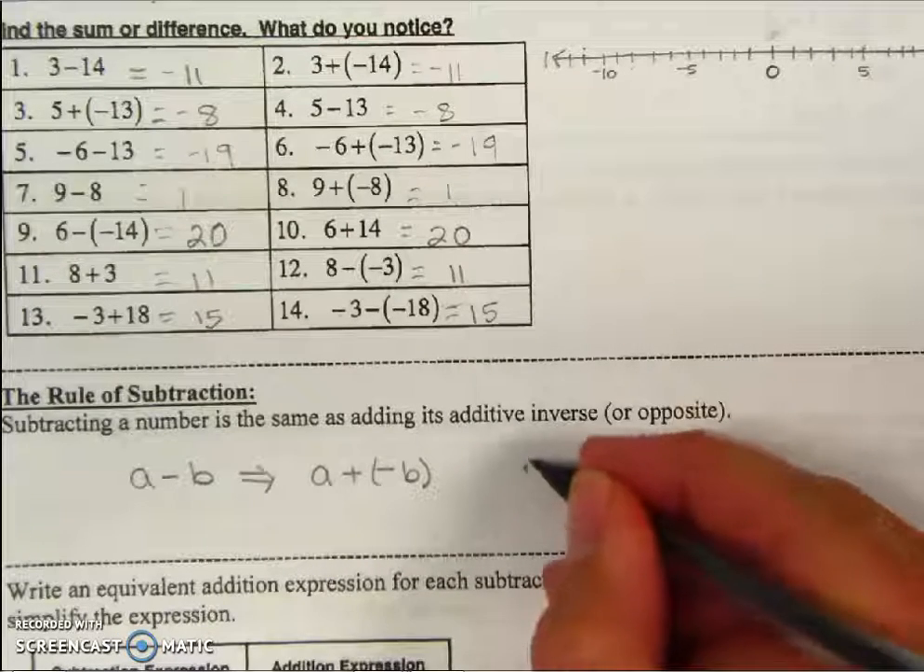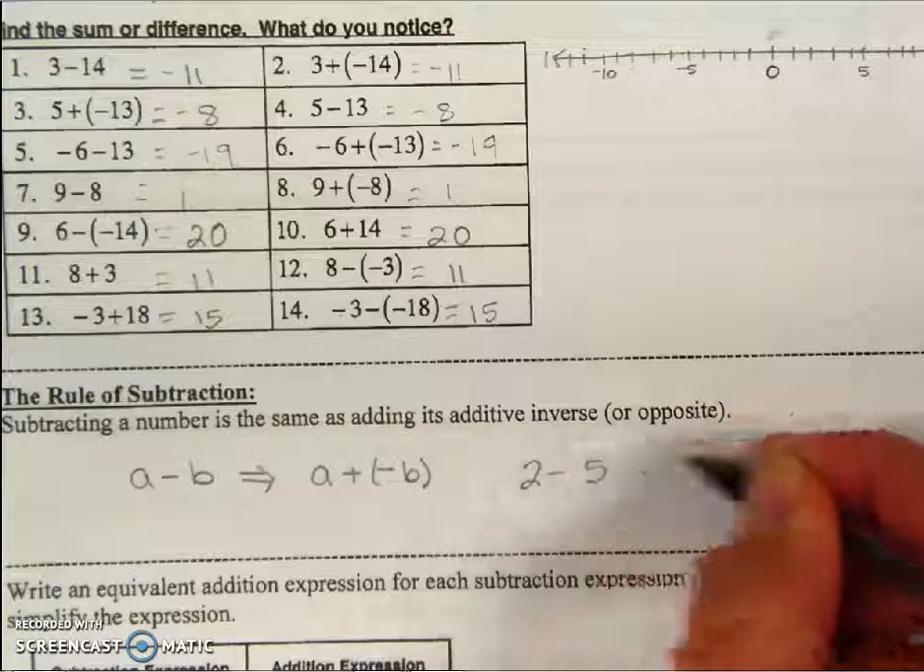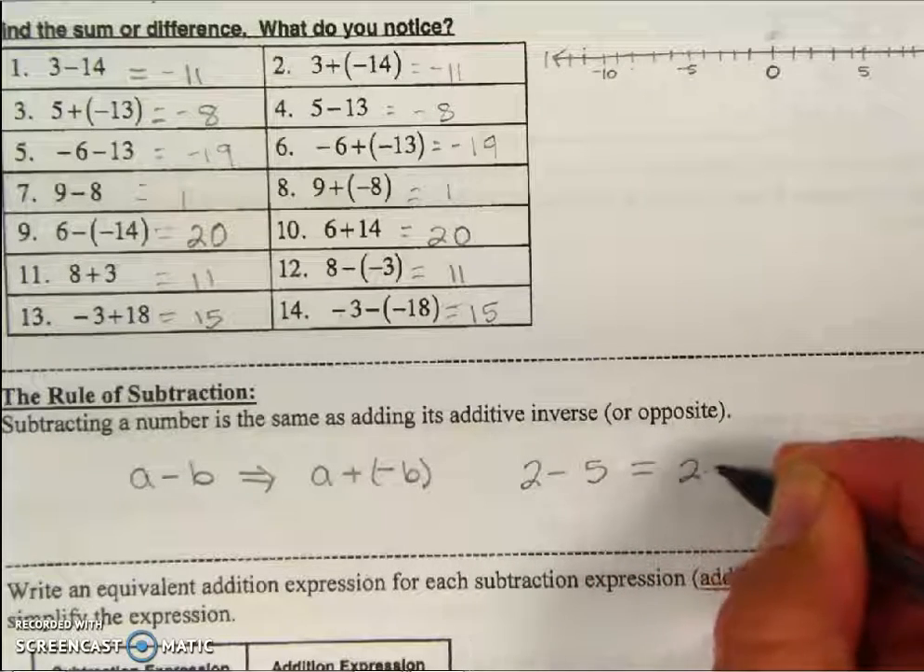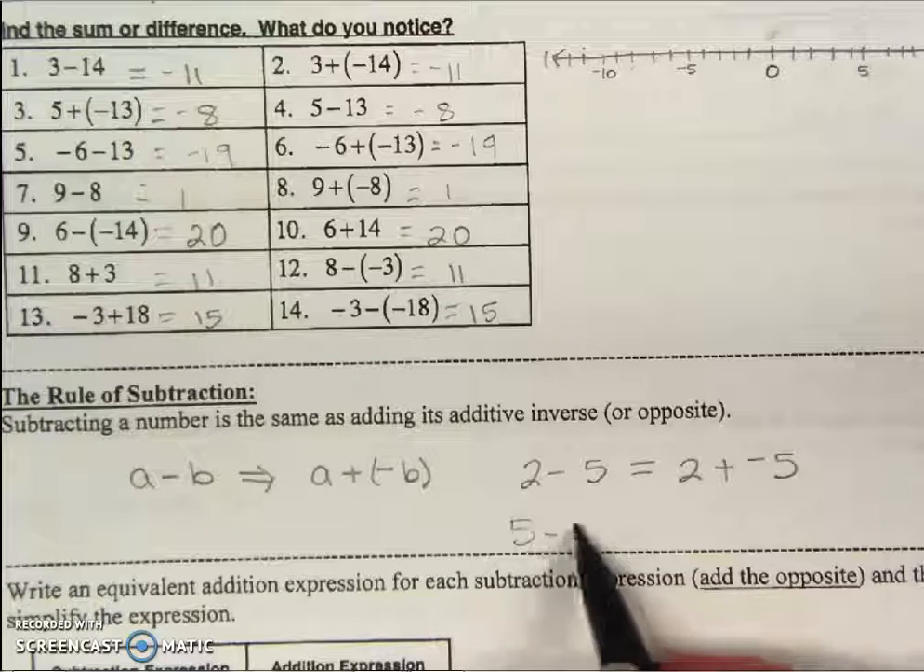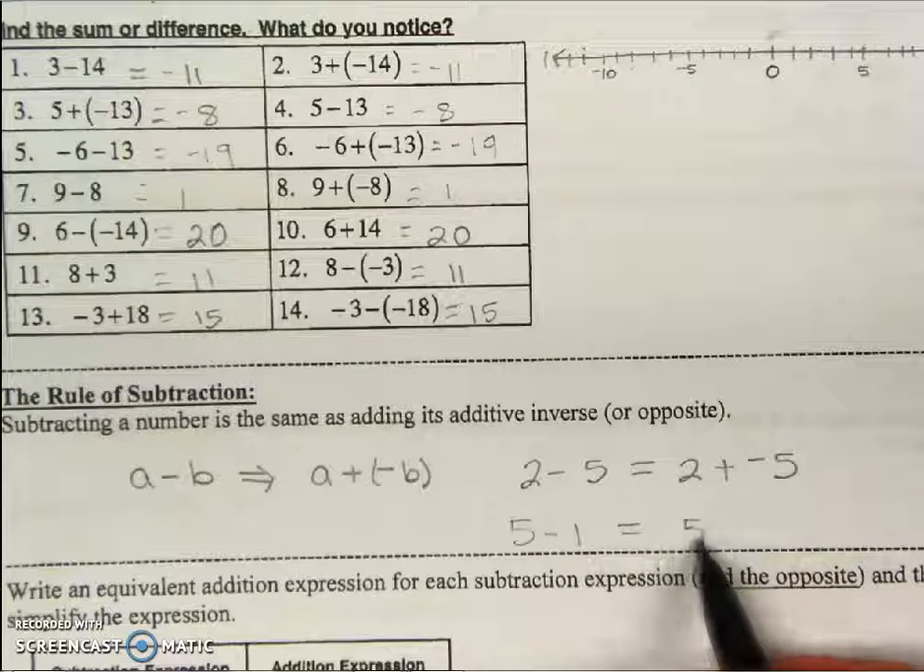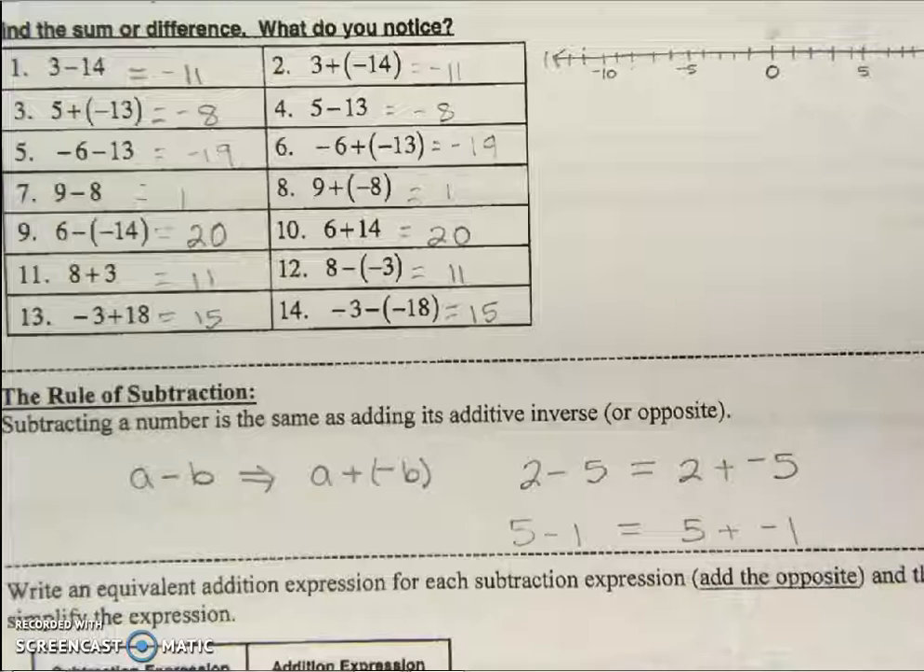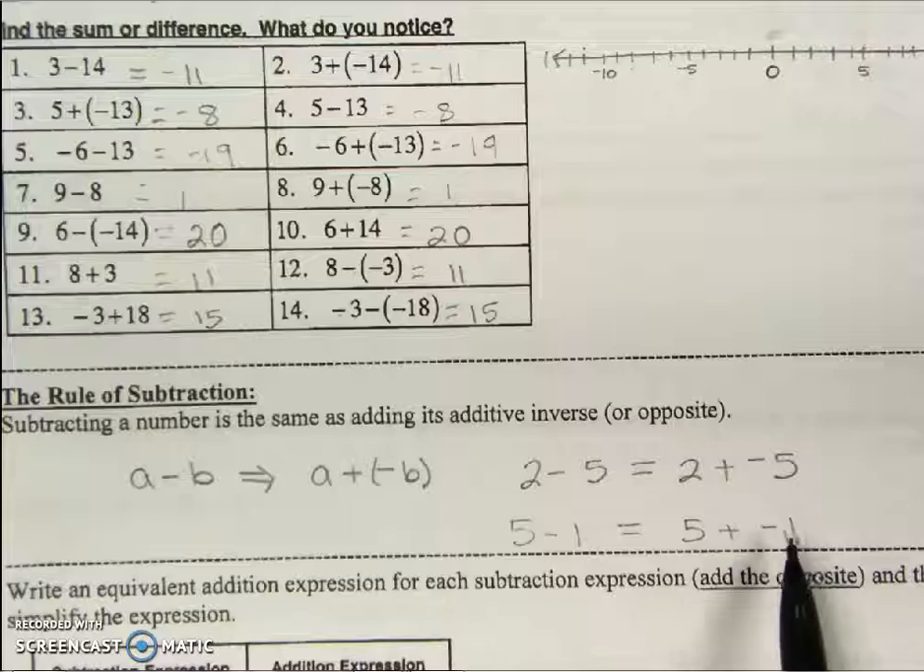So let's try that. 2 minus 5 is going to be the same thing as 2 plus negative 5. 5 minus 1 is the same thing as 5 plus negative 1. And it becomes a little bit easier if we're always writing this as an addition problem. It makes a little bit more sense, like we saw last time with 5 positives and 1 negative, and so we know they cancel out. We have more positives than negatives.